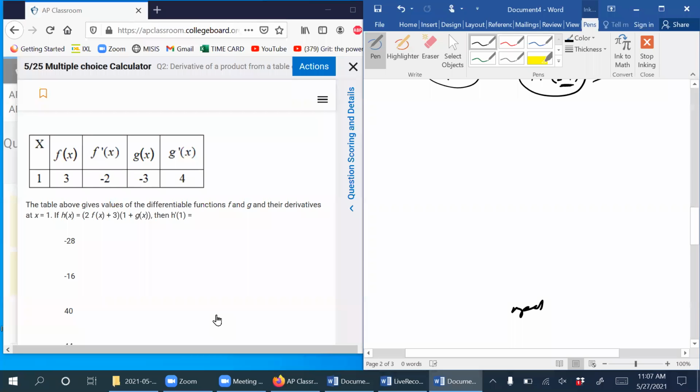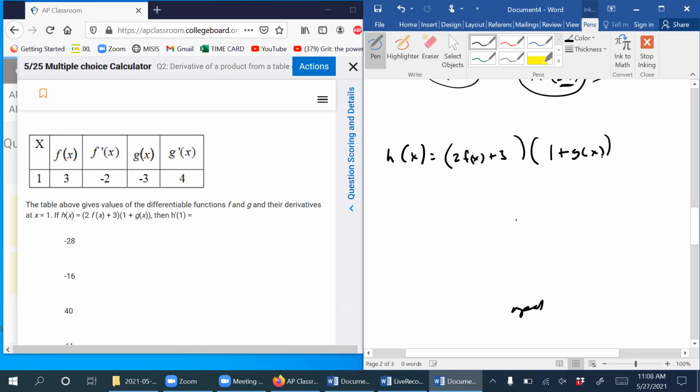Okay, the table above gives you the values of a differentiable function f and g and the derivatives at 1. Perfect. This is exactly at 1. Now, if h of x is equal to this crazy ugly thing, what is the derivative? So we have to just take the derivative. Now, be aware, let me write this a little prettier. H of x is really parentheses 2f of x plus 3 and parentheses 1 plus g of x, okay?